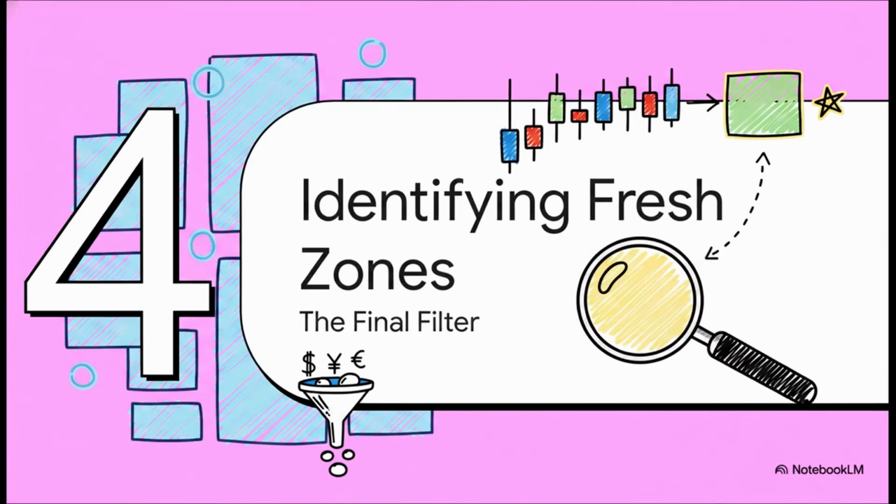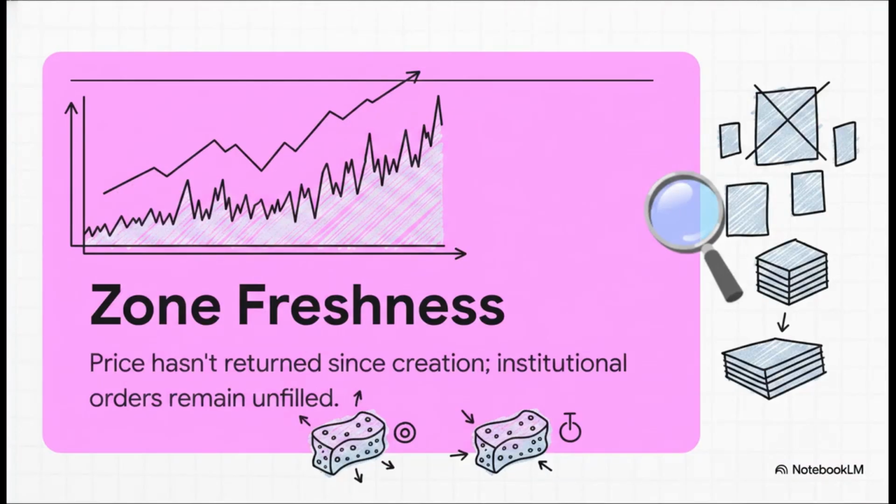Which brings us to part 4, identifying fresh zones, the final filter. So what exactly is freshness? Well, a zone is considered fresh if the price has completely stayed away from it since it was first created. And this matters immensely. It means all those massive institutional pending orders remain sitting there entirely unfilled.